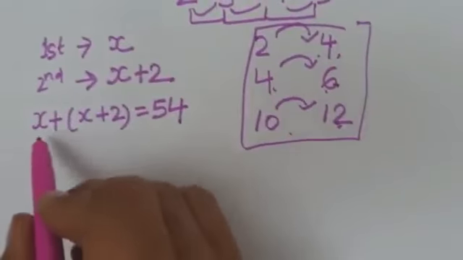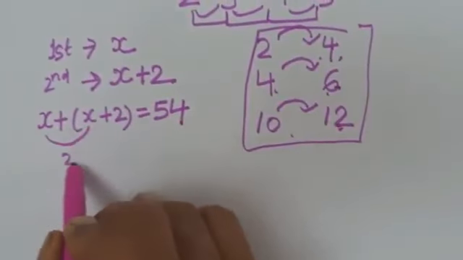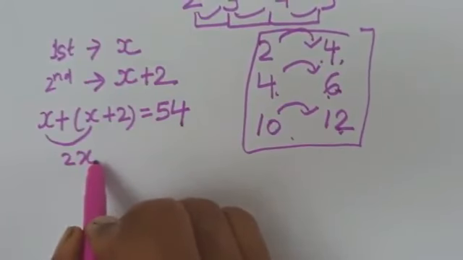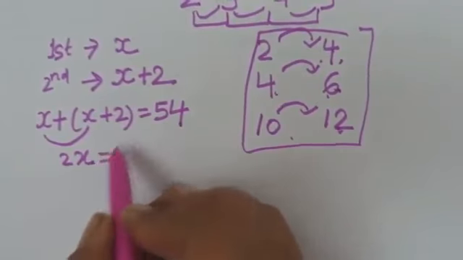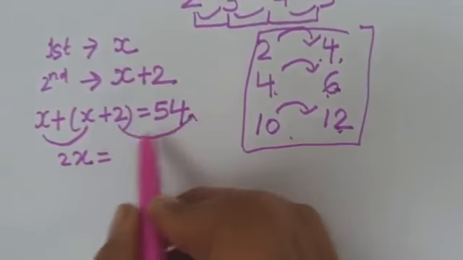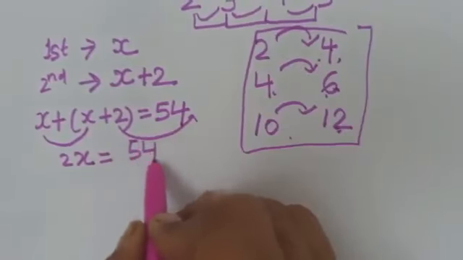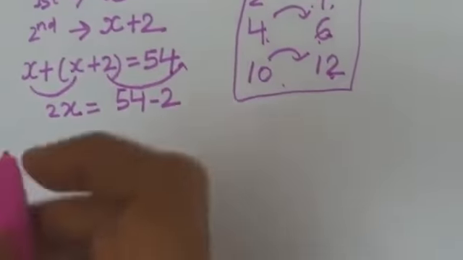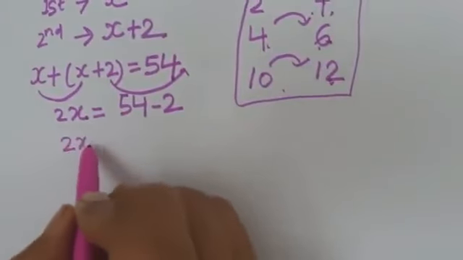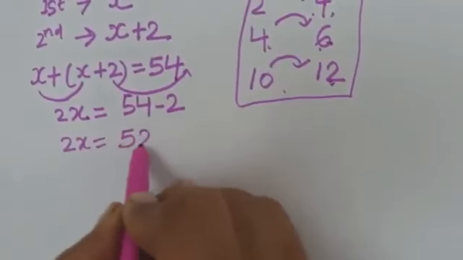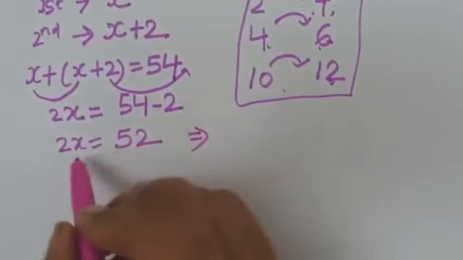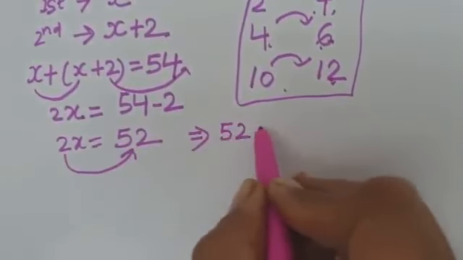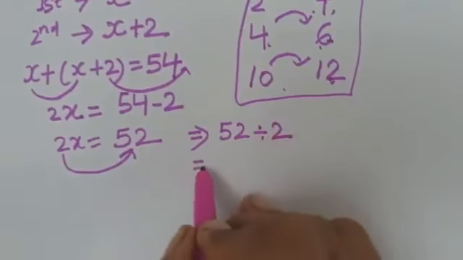So now x plus x will be 2x. We can add them because they are like terms. 2 will shift to that side. 54 minus 2. Now 2x will be 52. So 2 will shift to that side. It will get divided.